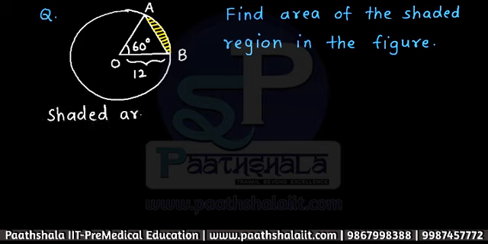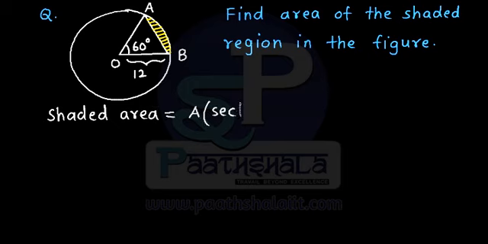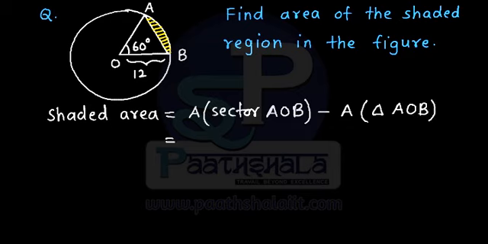So therefore we go ahead and calculate the shaded area as area of sector AOB minus area of triangle AOB. Now the formula for the area of the sector we have seen, that is half r square theta, minus.